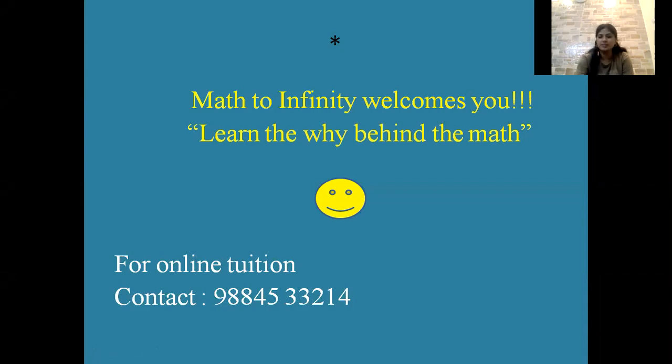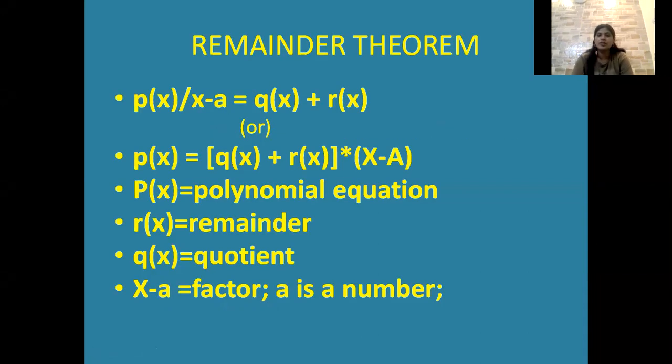Let's begin the session. So the remainder theorem is P of x upon x minus a is equal to Q of x plus R of x. Let me explain one by one. P of x is a polynomial equation. R of x is a remainder. Q of x is a quotient. x minus a is a factor. And here the a is a number.